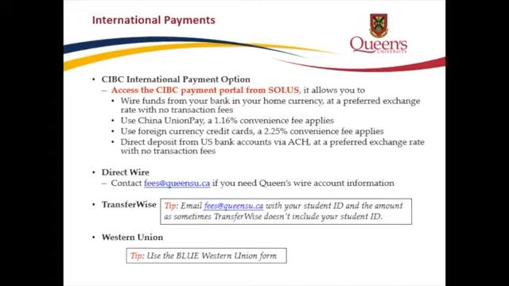If for some reason CIBC is not an option for you, you can always send a direct wire to Queen's. Just contact us and we'll give you the wire account information. You should email fees@queensu.ca. Queen's also accepts payments from TransferWise and Western Union.